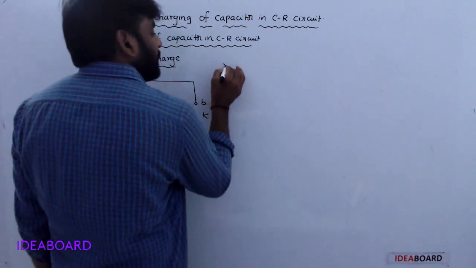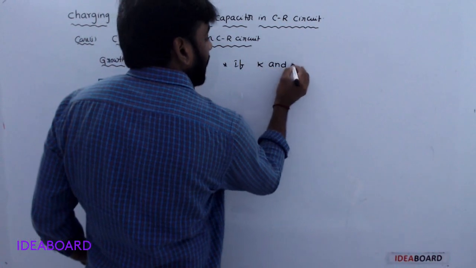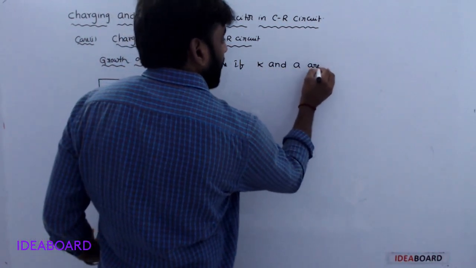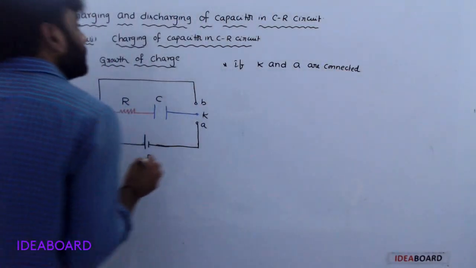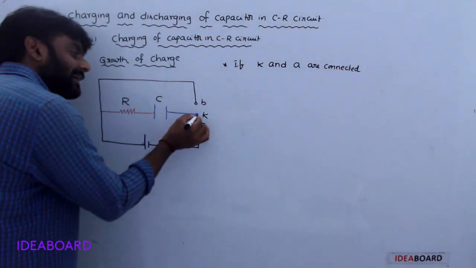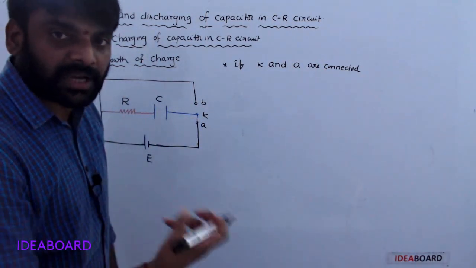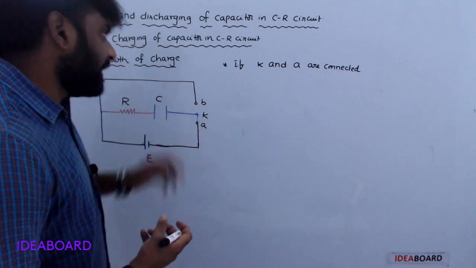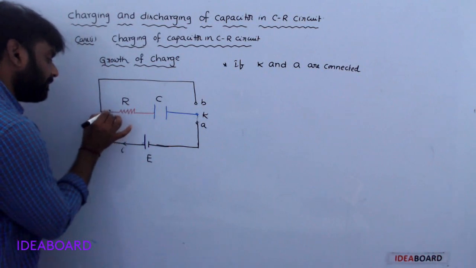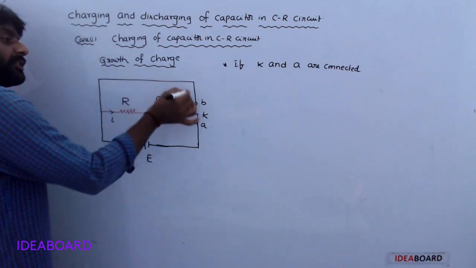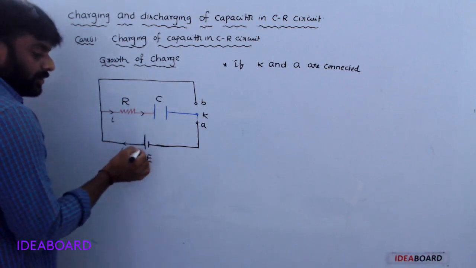First of all, if K and A are connected, that is the charging case of the capacitor. Now current I is passing through this one. No current passes through this branch because it is an open circuit. Understood? Current I is passing through this one.